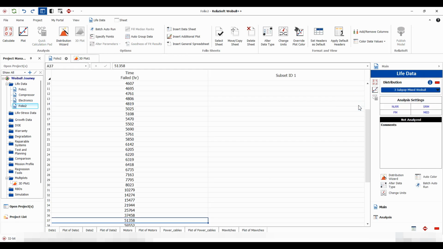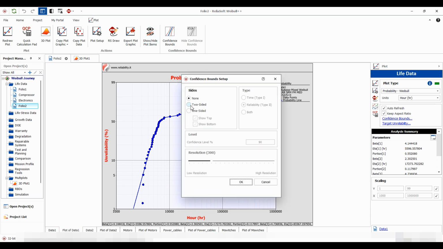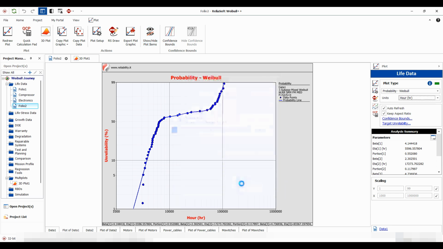a three subpopulation mixed Weibull, we would be able to fit our data points very well, and we could fit confidence bounds on it, but in reality the data wouldn't really help us. What this highlights is different behavior, and therefore it needs to be analyzed separately. It needs to be investigated as to why the data changes like that.